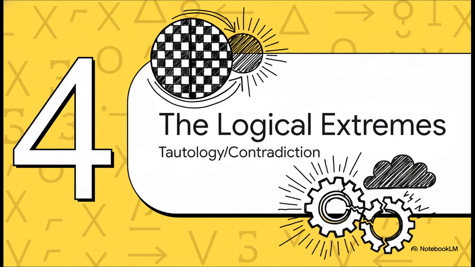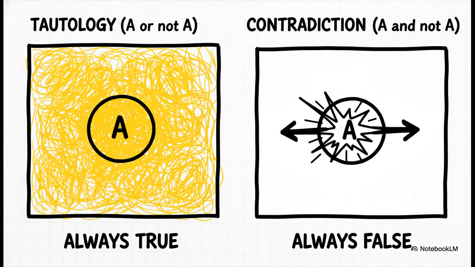Okay, so we've seen how to build regular statements. Now what happens if we push this system to the absolute extremes? Let's look at statements that are always true or always false. So we call these a tautology and a contradiction. A tautology is something that's always true just because of how it's built, like saying it's either sunny or it's not sunny. Well, yeah. A contradiction is something that can never, ever be true, like trying to say it's both sunny and not sunny at the same time.